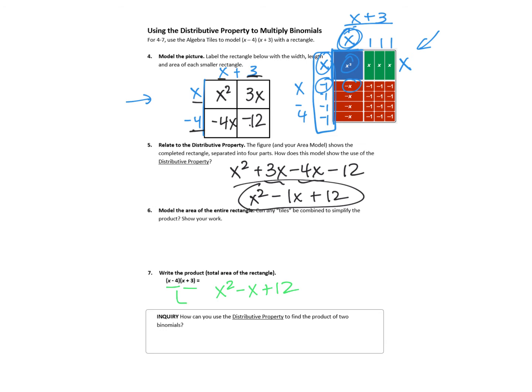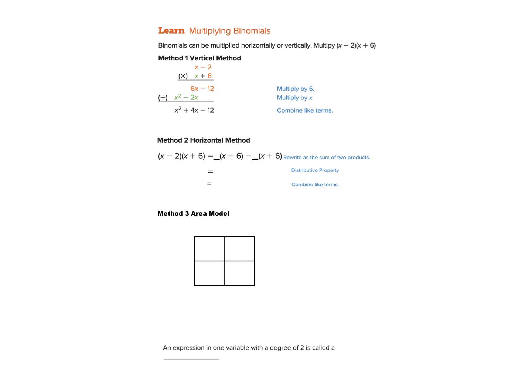So our goal is to get from here to here without having to use this generic rectangle or algebra tiles, and we're going to do it using the distributive property. All right, so yesterday, you guys got to explore multiplying binomials. They showed you a couple different ways, and one way is you could multiply it out, just like when you learned how to multiply like 54 times 62. You could do it that way.